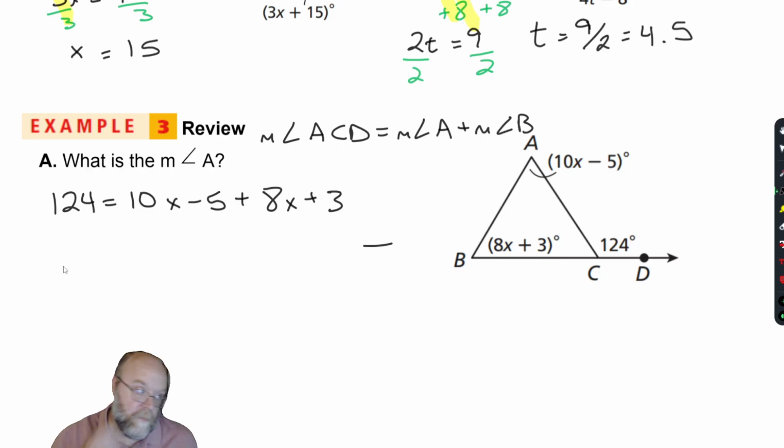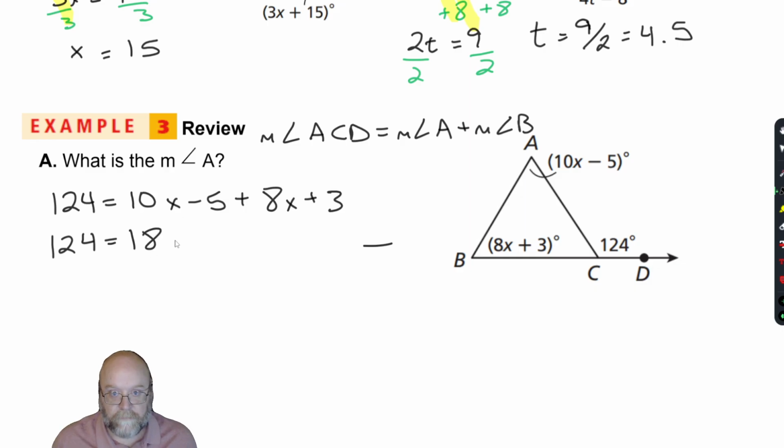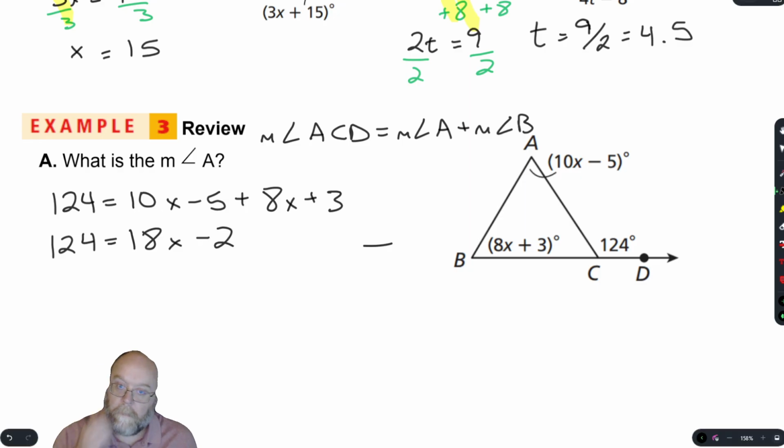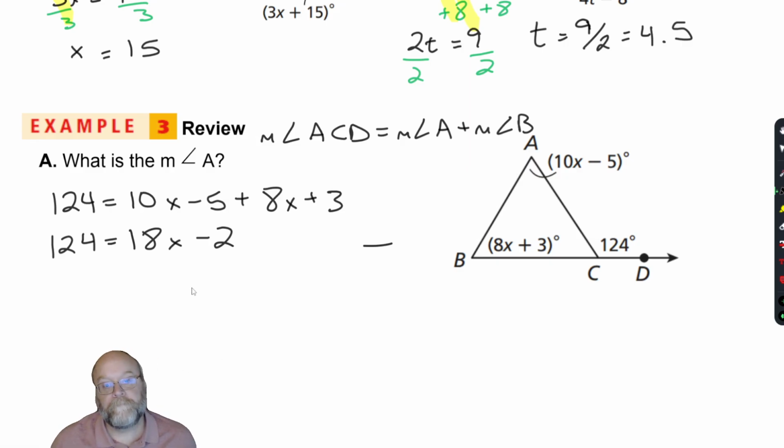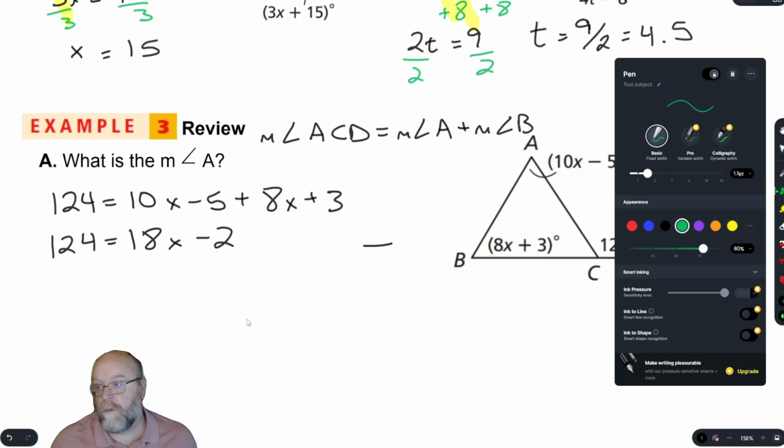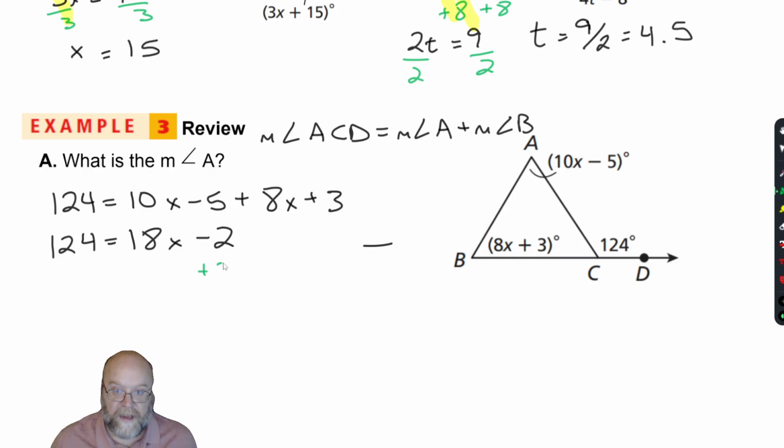This is algebra again. We're back. This is all the geometry right here. Actually, this was the geometry. This little line. All the rest of it's algebra. Combine your like terms. There's 18 x's here. Negative 5 plus 3 is minus 2. What'd you do next? Did you add 2 to both sides to get rid of that minus 2? I hope so.